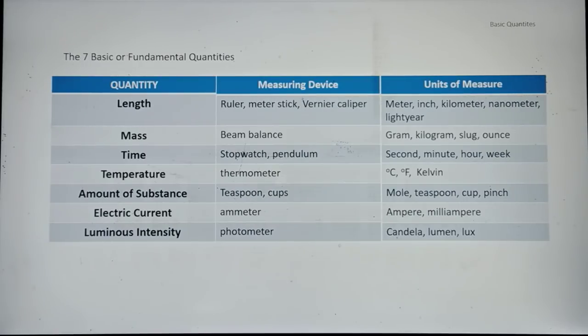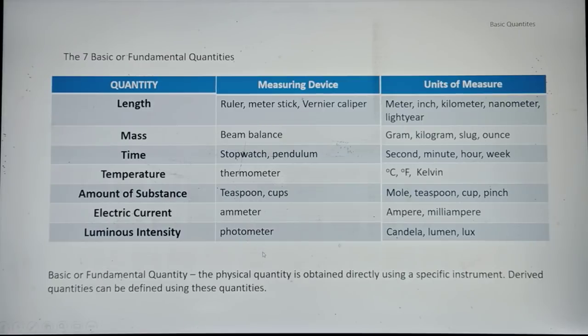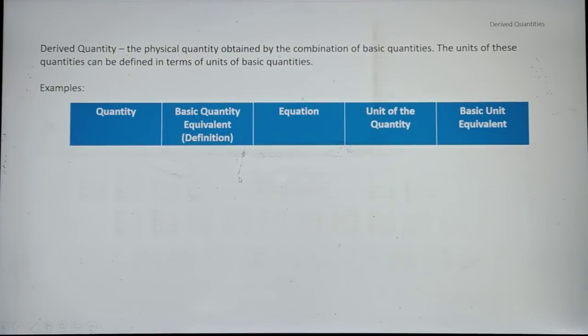How about derived quantities? Derived quantities are the physical quantities obtained by combining basic quantities. Other derived quantities are even a combination of basic and derived quantities. In this table, samples of derived quantities are presented. The definition, equation, unit, and basic unit equivalent are presented.